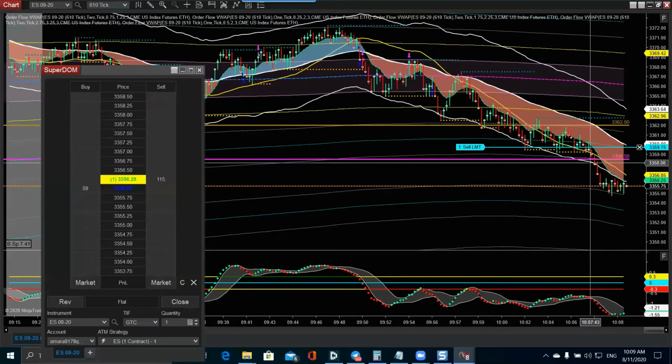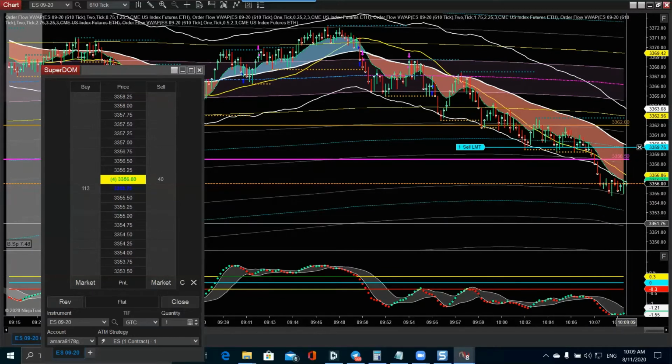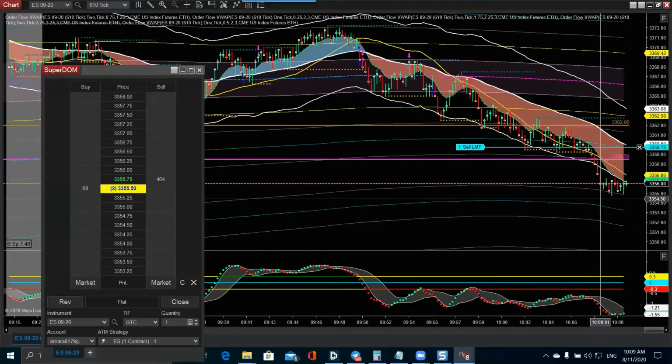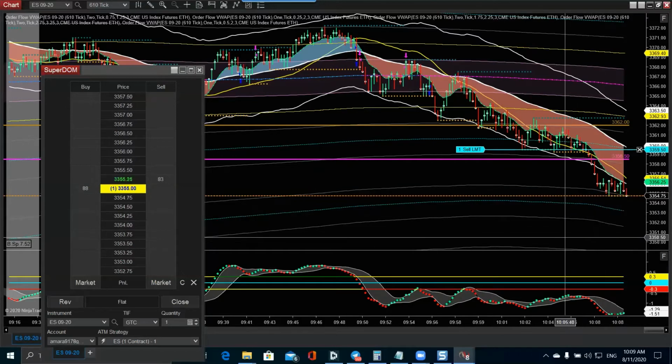Maybe it's going to get up to here and then come back down. As you can see, now the slope of the -2 deviation is angling down, but not as steep as before that I like to see. So we'll see.